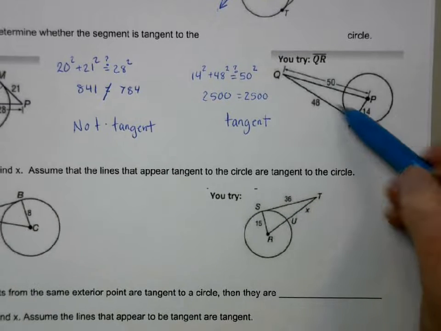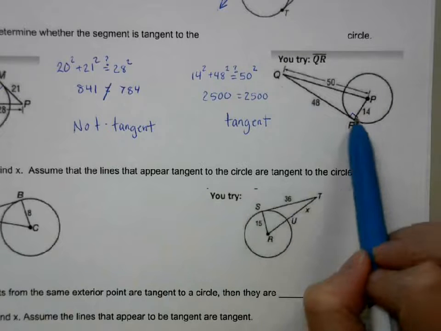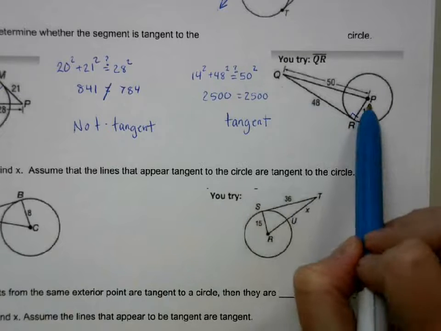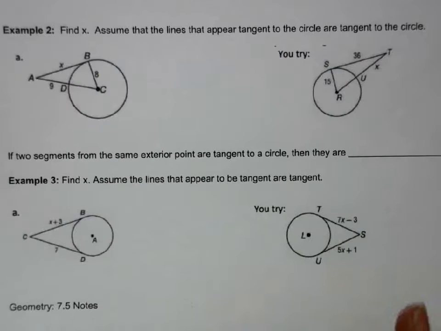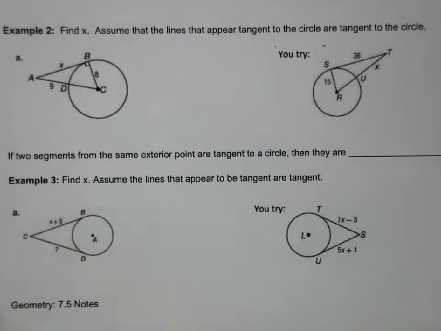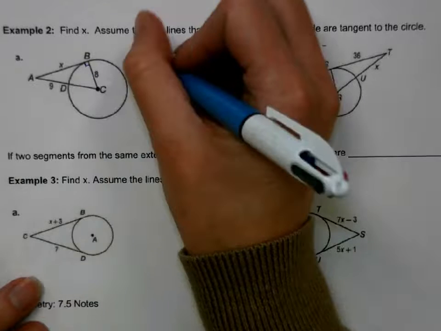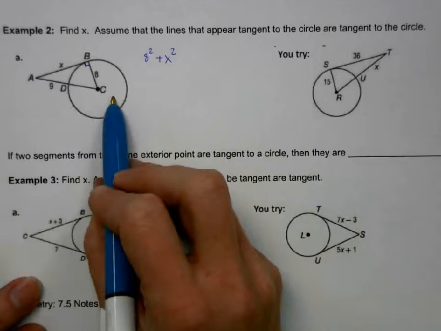So here, if this is a tangent line, then this is our right angle, which means that 14 squared plus 48 squared needs to equal 50 squared, which in fact it does, so this is a tangent line. All right, in our next problem, find x. Assume that the lines that appear tangent to the circle are tangent to the circle. So if this is tangent, that means this is a right angle. So a squared plus b squared equals c squared. So 8 squared plus x squared equals this squared.